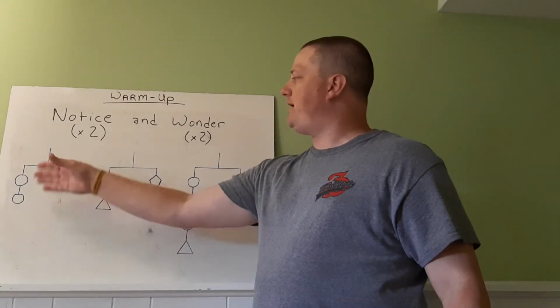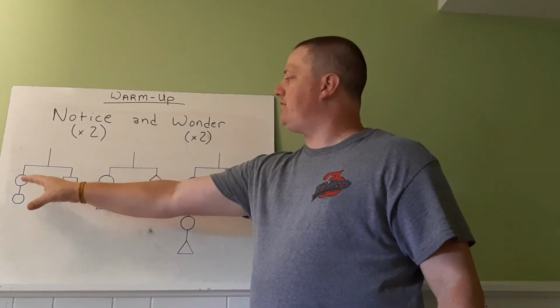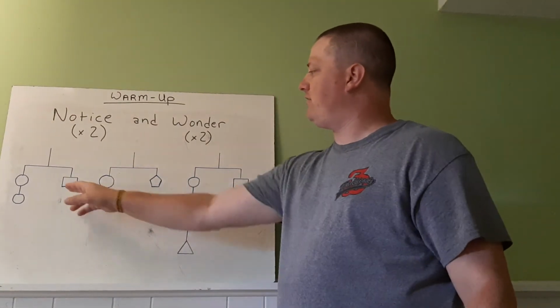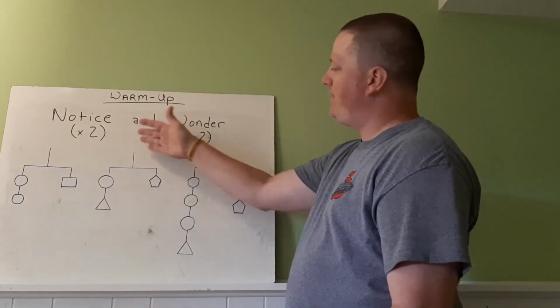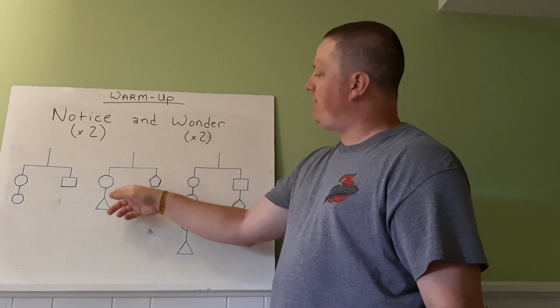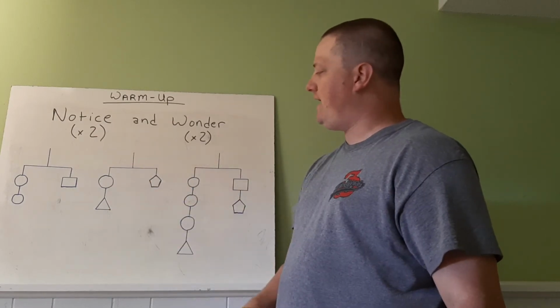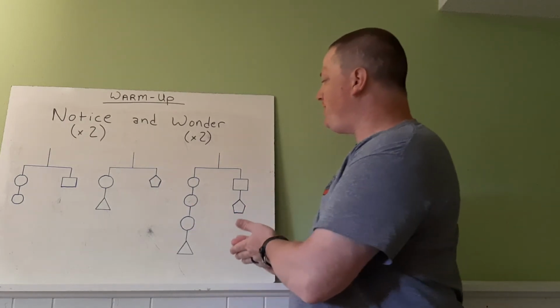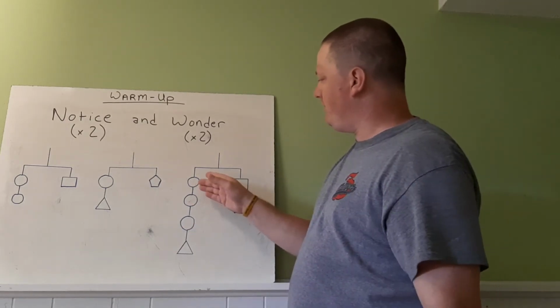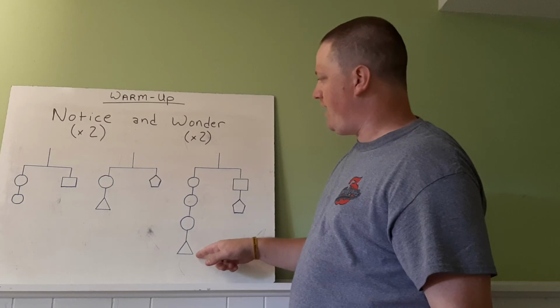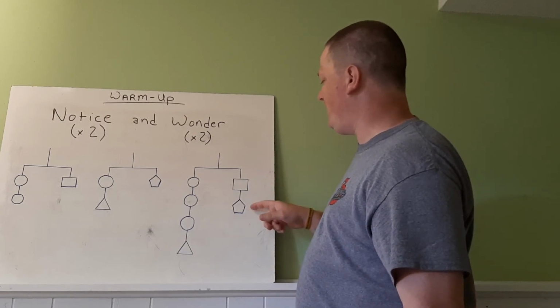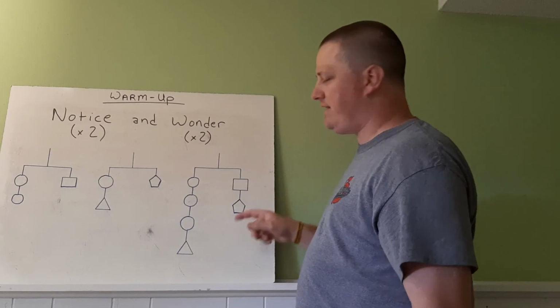So here we have a picture of this shape where we have two circles on the left and a rectangle or square on the right. Then our middle one, we have on the left a circle and a triangle, and on the right we have a pentagon. And then our third picture, on the left we have three circles and a triangle, and on the right we have a rectangle or square and a pentagon.